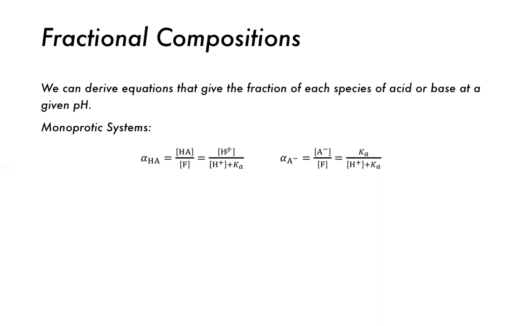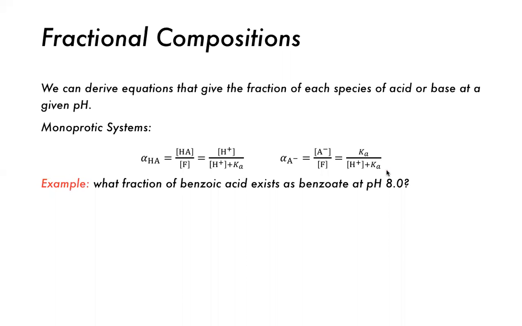So that's the H plus concentration over H plus plus Ka. Then we have the fraction which is A minus. That's going to be equal to the concentration of A minus over the formal concentration, the total concentration for the system, which is equal to Ka over H plus plus Ka.